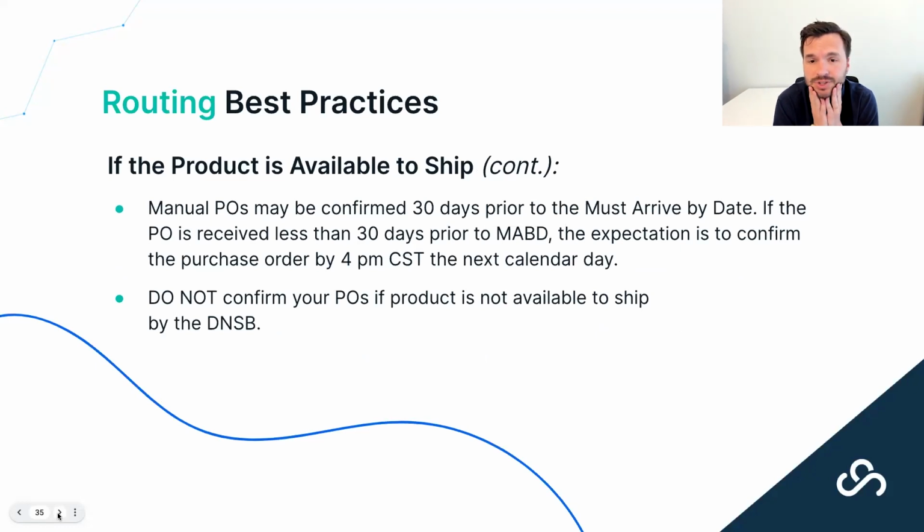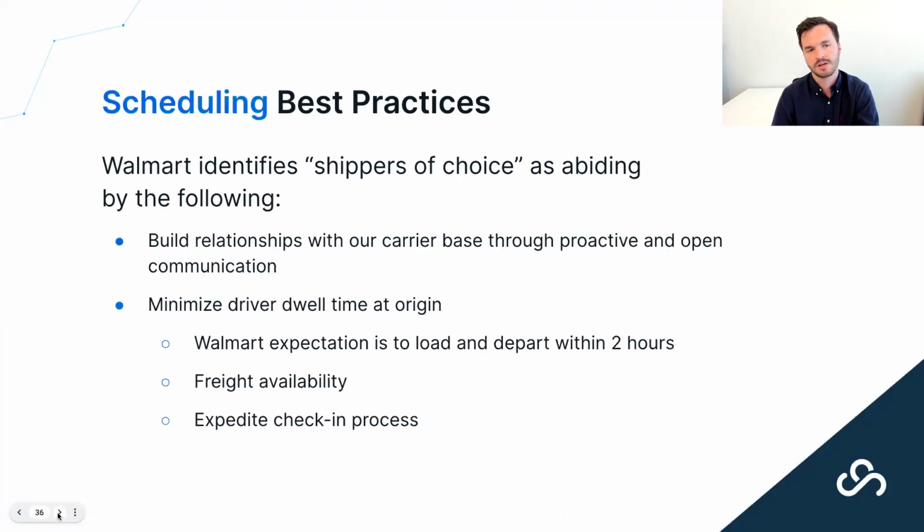If the product is available to ship, again, a little bit more here. This is Walmart language. Some of this is very intuitive, and some of it not so much. So manual POs may be confirmed 30 days prior to the MABD. If the PO is received less than 30 days prior to the MABD, the expectation is to confirm the purchase order by 4 p.m. or within 24 hours. Do not confirm your POs if product is not available to ship by the DNSB. It's starting to sound a little bit like a broken record there, but that's the big point of emphasis in this whole conversation from Walmart's perspective.